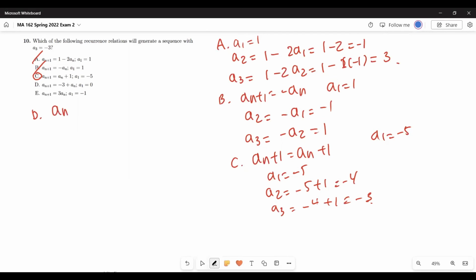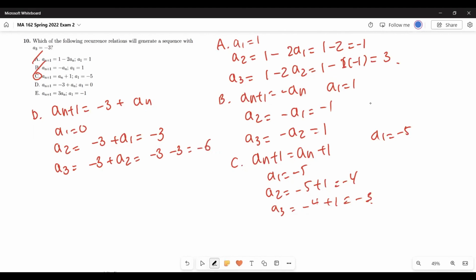So a_(n+1) is -3 plus a_n. a1 is 0, so a2 would be -3 plus a1, so this is -3. a3 would be -3 plus a2, so this is -3 minus 3, -6. That's also not right. So E is a_(n+1) equals 3a_n, a1 is -1.